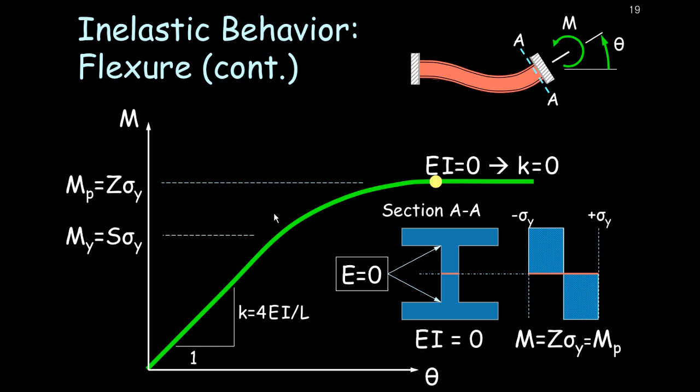If we keep going, eventually what will happen is we'll fully yield the cross-section, and we'll have what's called a plastic hinge here. All right, so you can see we've gone to full yielding through the cross-section. This occurs when the moment equals the plastic section modulus times the yield strength, or when the moment equals M sub p.